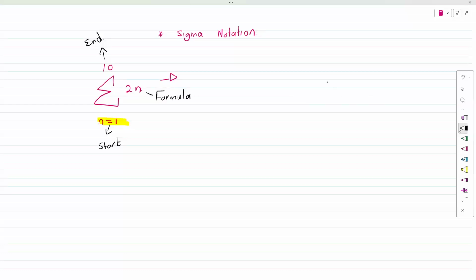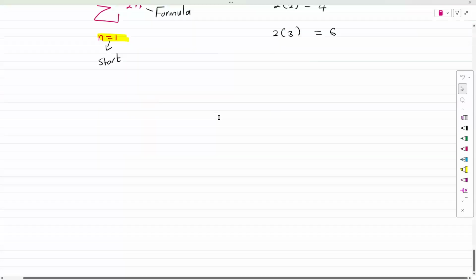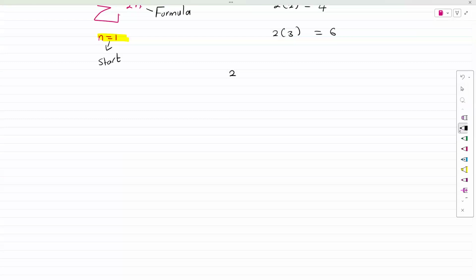Okay, the rules to deal with sigma: step 1, substitute into the formula to get the terms. So step 1, sub from the starting point. I'm starting at 1 and I'm going to end up with 2. Then 2 into 2, I'm going to end up with 4. And 2 into 3, I'm going to end up with 6. Now I know this was a simple formula, right? But it's easy to teach. So step 1 was to get our terms.